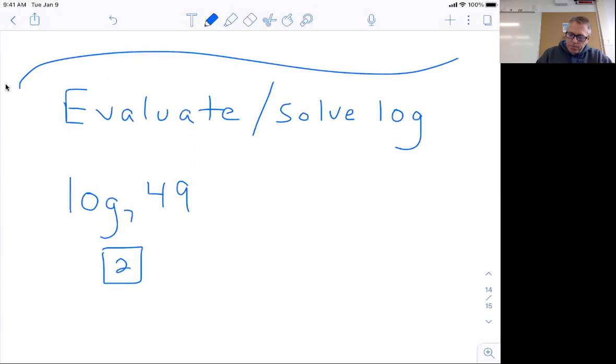Well, that problem could also be written like this. Log base 7 of 49 is equal to x. All right, so that's just saying, what does this equal? Well, it equals 2.